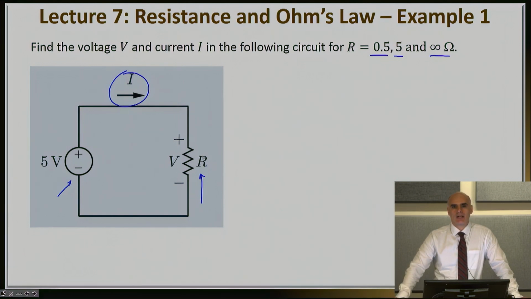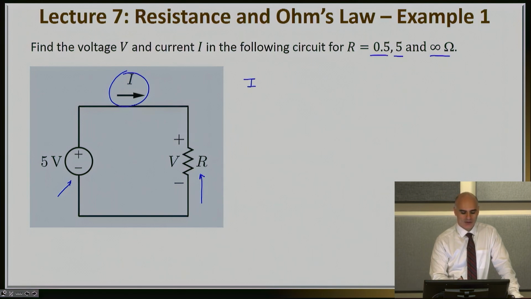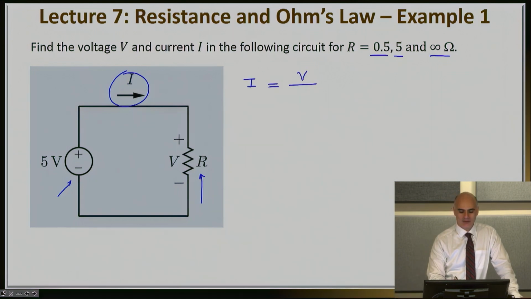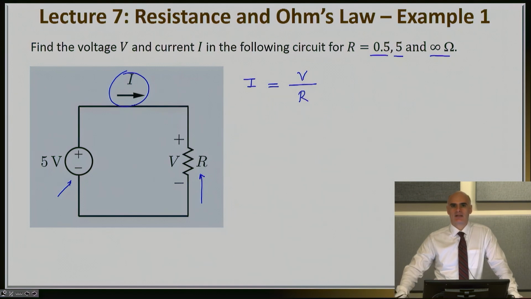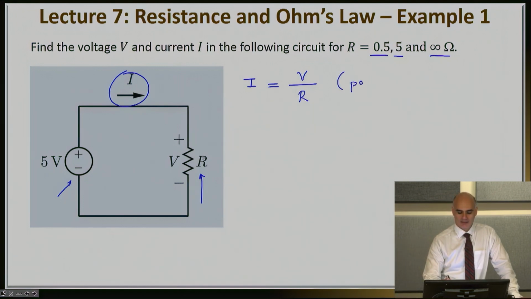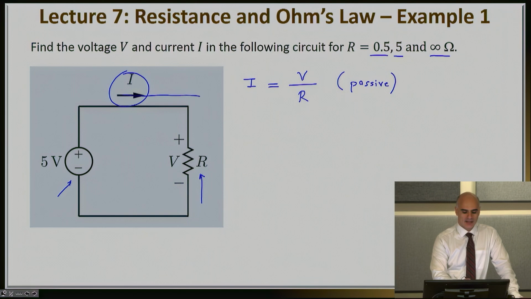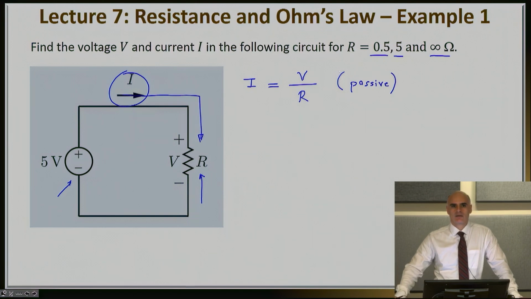So really, the mechanics here are very simple. We can go ahead and apply Ohm's law, and Ohm's law says that I will be equal to the voltage that you apply divided by the resistance R, provided that we have the passive sign convention. Now, do we have passive sign convention? Yes, indeed. The current I flows through the resistance from plus to minus, so I can go ahead and apply Ohm's law.